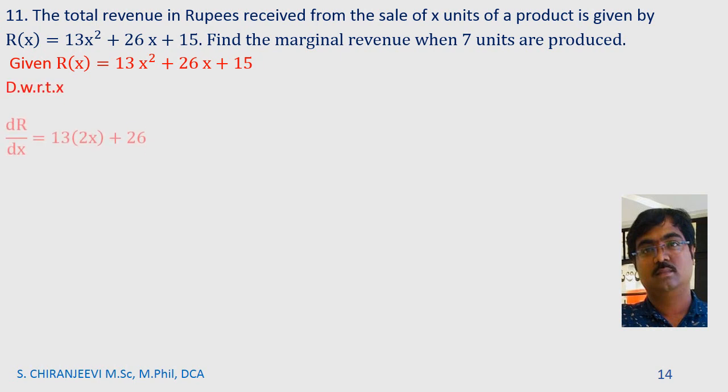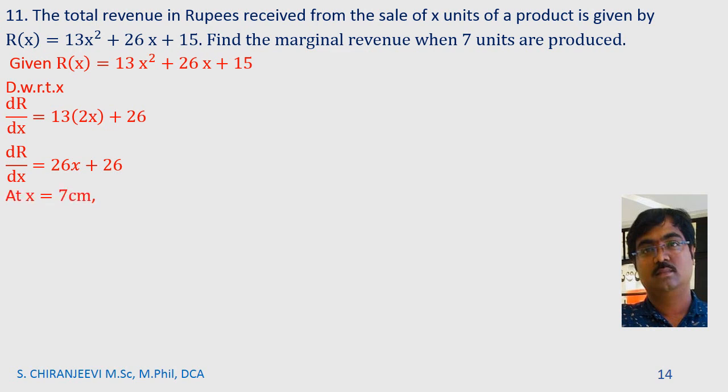Differentiating with respect to x, dR by dx equal to 13 into 2x plus 26. dR by dx equal to 26x plus 26. At x equal to 7, dR by dx equal to 26 into 7 plus 26. dR by dx equal to 182 plus 26. dR by dx equal to rupees 208.